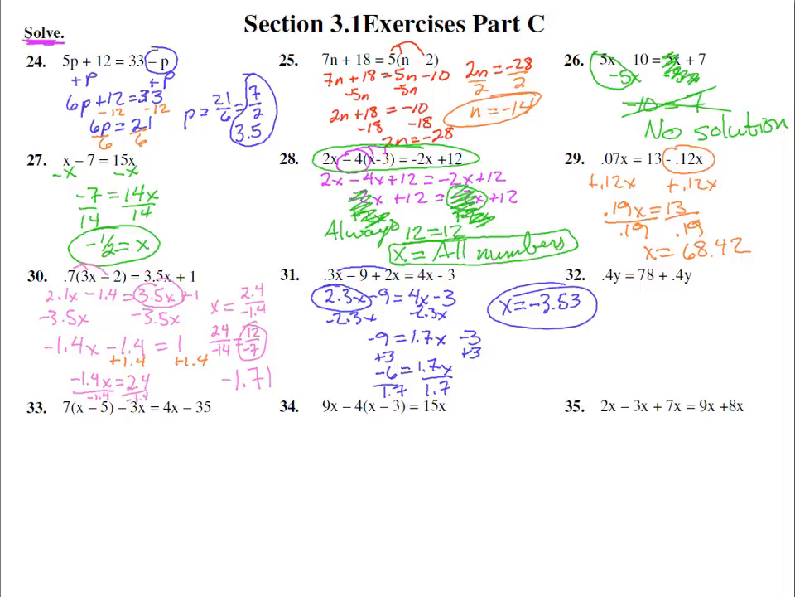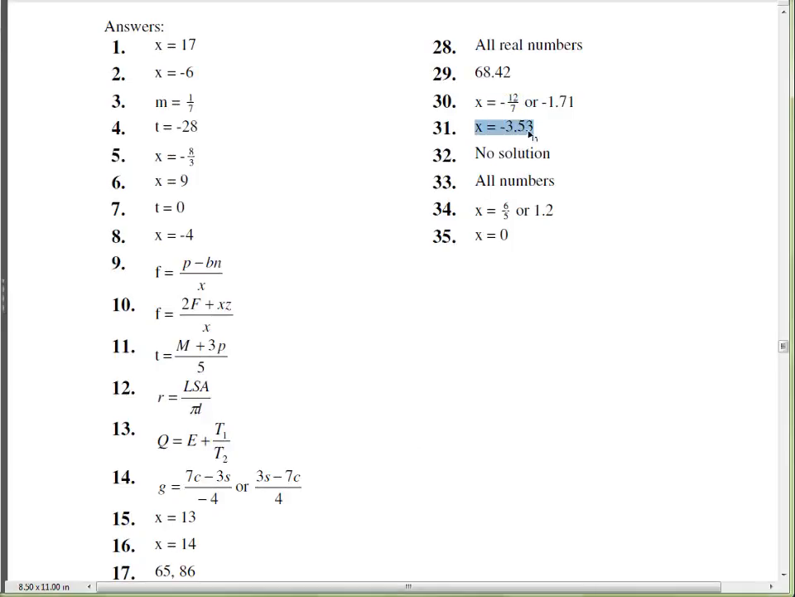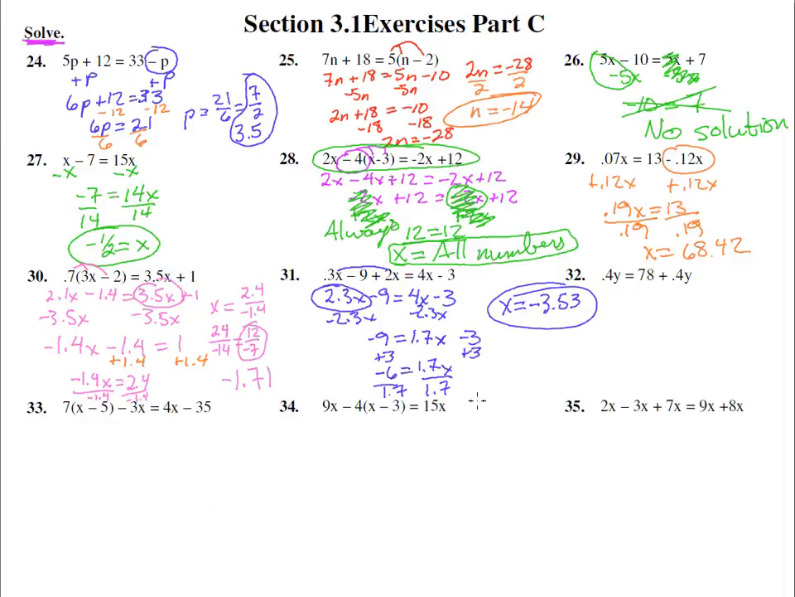Good. Let's see what the answers have and if we match. And we did. That's great. Number 32. 0.4y equals 78 plus 0.4y. We got to get the y's together. Well, the numbers are over here on the right-hand side, so let's pull this one over, negative 0.4y, over to the left-hand side, negative 0.4y.